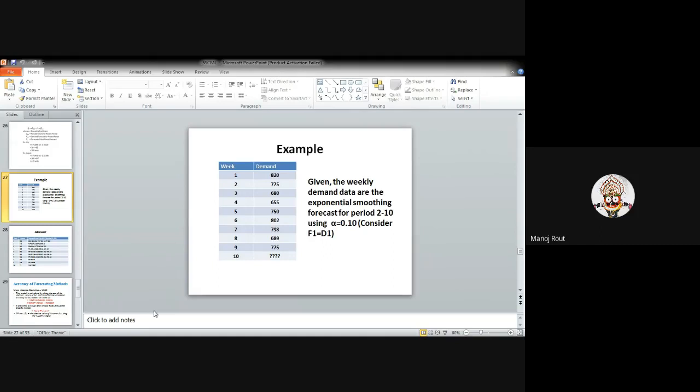Then calculate the next one, that is F4. Sir, 680. Okay. Abhinash, what is the answer for F5? Abhinash Naik.